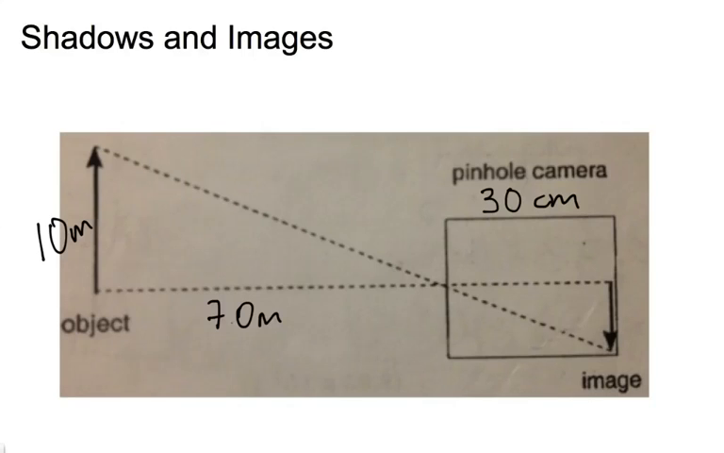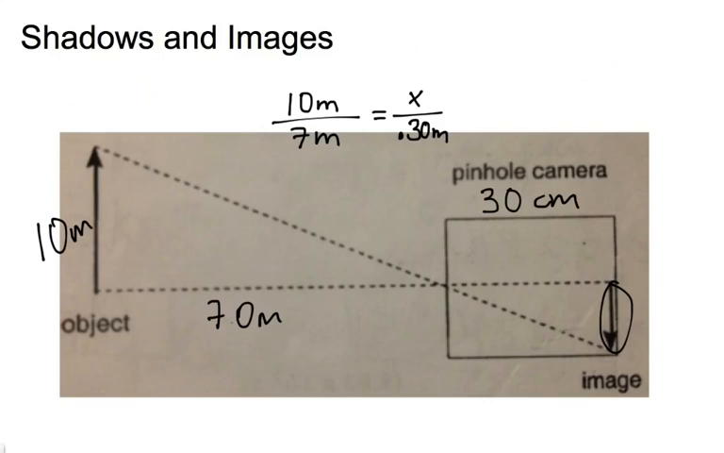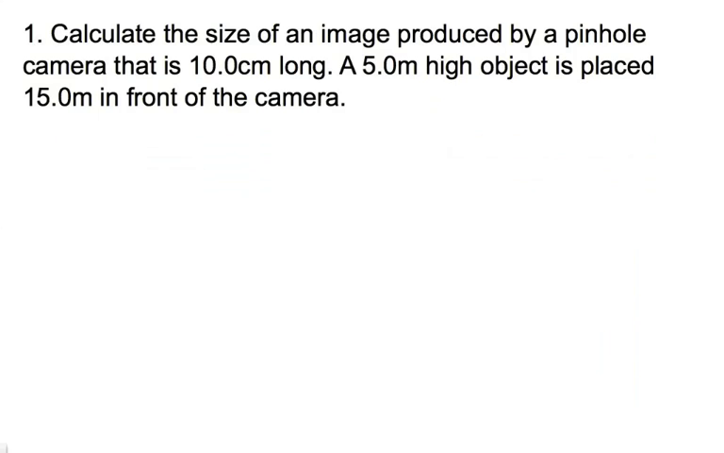So we're going to say that 10 meters is to 7 meters as x over 0.30 meters because of sig figs. So we can just pretty much solve for x by multiplying 10 times 0.3 and dividing that by 7. Perfect. Now let's go into a couple of problems.